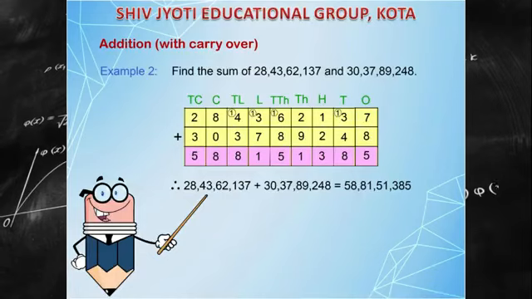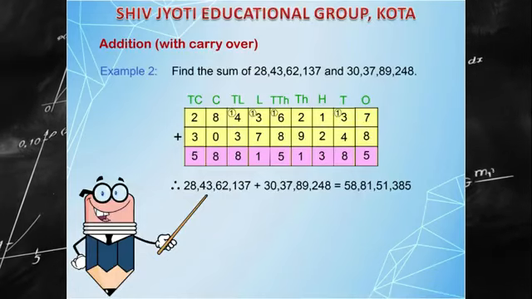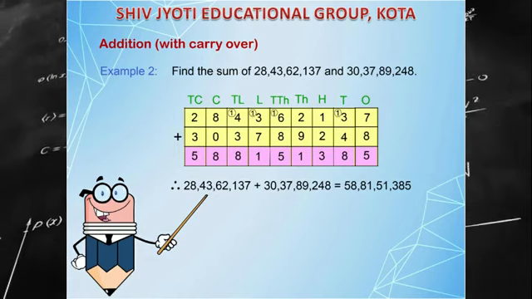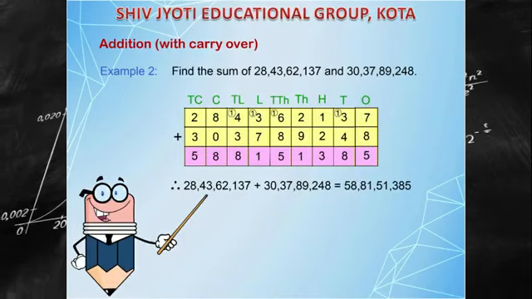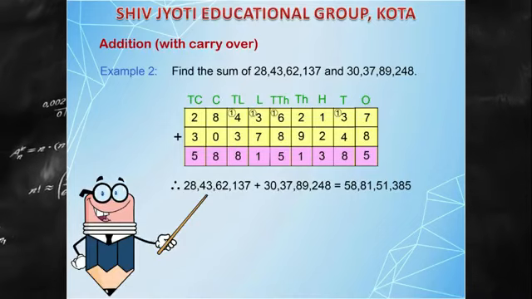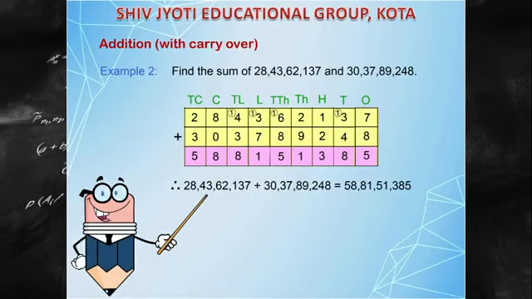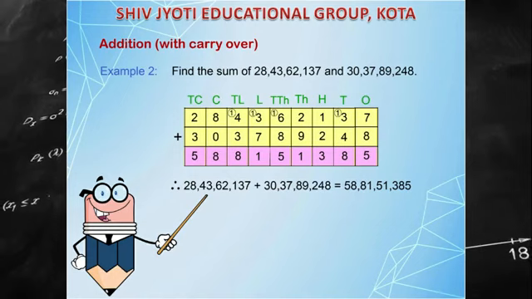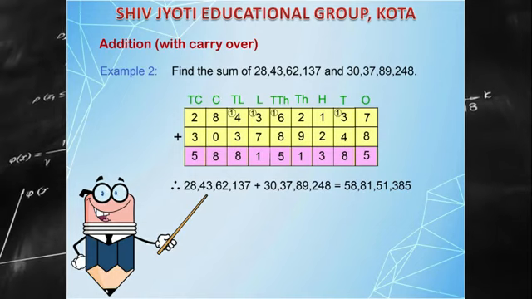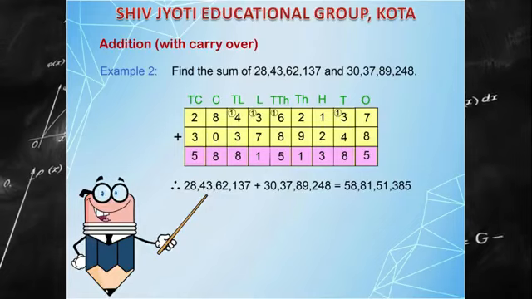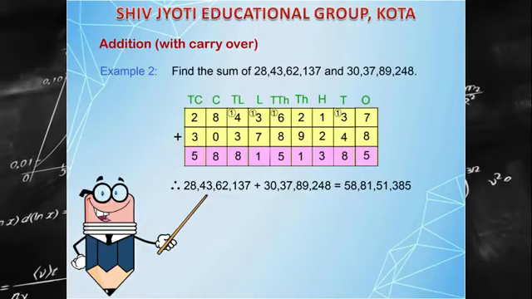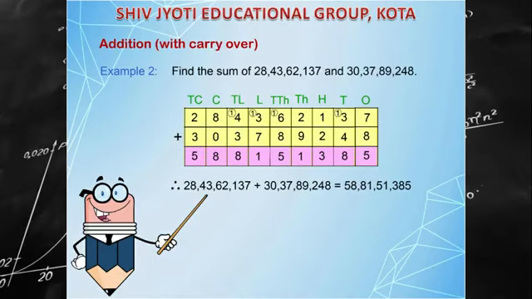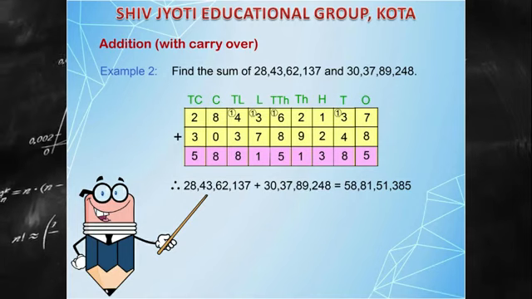Now, let us add 28 crore 43 lakhs 62,137 and 30 crore 37 lakhs 89,248. Write the numbers in the place value chart. Now add the numbers in each column one by one. Starting from the ones column, so first we add 7 plus 8 equals to 15. Let us carry the digit 1 to the tens place. Now let us add the digit of tens place. 1 plus 3 plus 4 equals to 8.